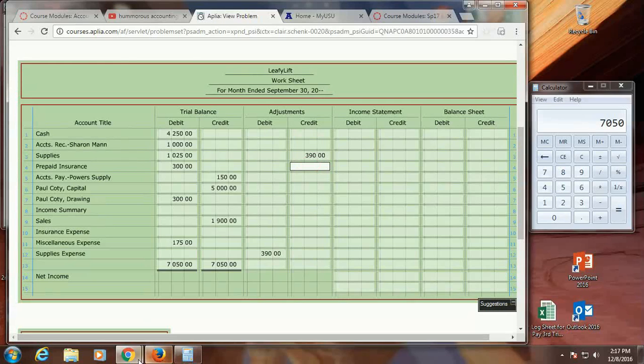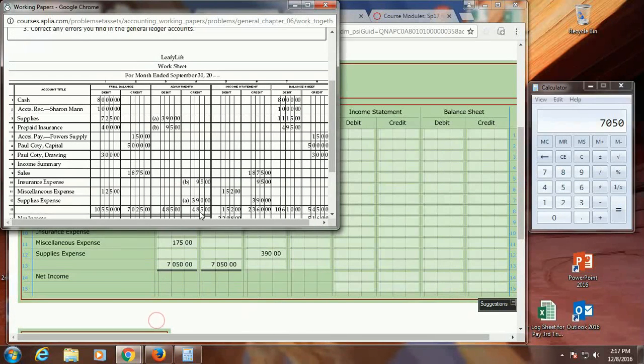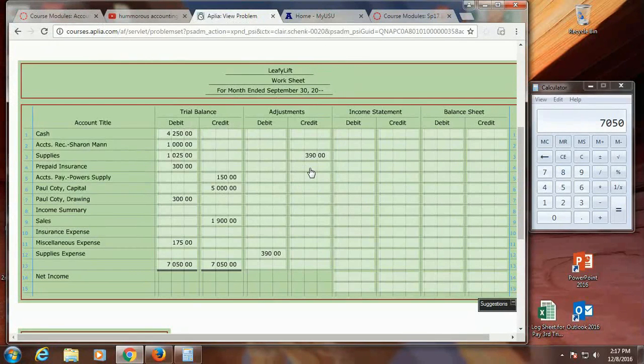And then if I look at my worksheet, 95 for prepaid insurance was put in the wrong column, so I need to move it to the credit column as a credit to prepaid insurance and a debit to insurance expense in the debit adjustment column. So there's my two adjustments. I assume they're correct because there's no other indication that they're anything else.